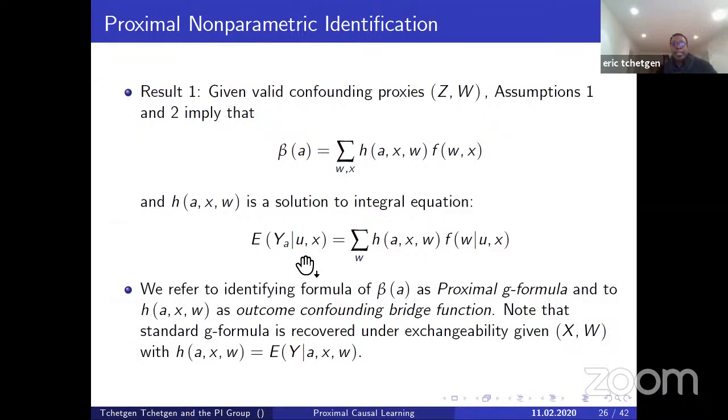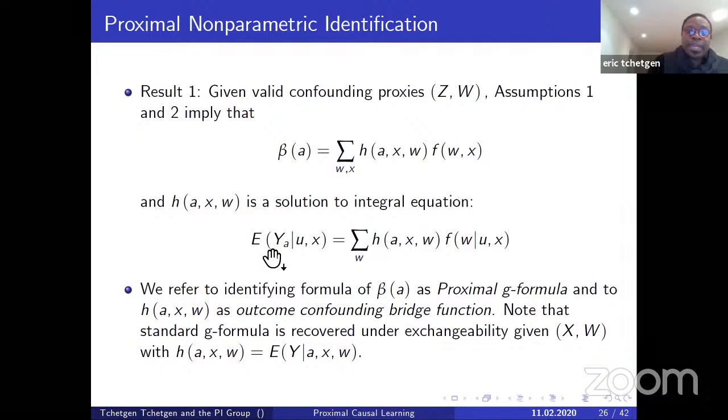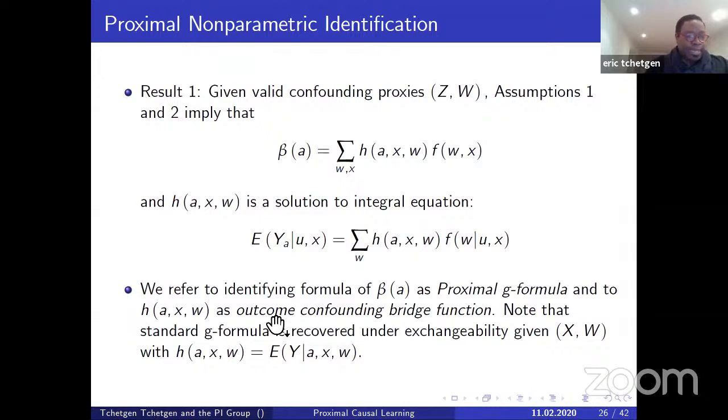We refer to the identifying formula of beta A as a proximal G formula. So this will be our proximal G formula. And we refer to H of A, X, W as the outcome bridge function. Note that the standard G formula is recovered under exchangeability given X and W, in which case the solution is just the mean of Y given A, X, and W.